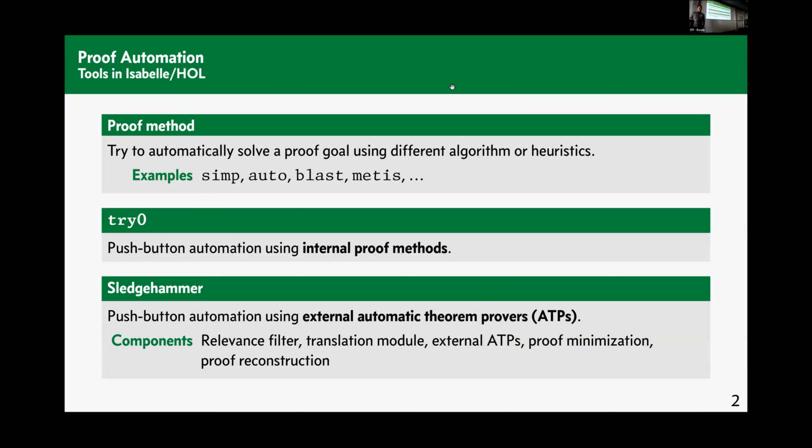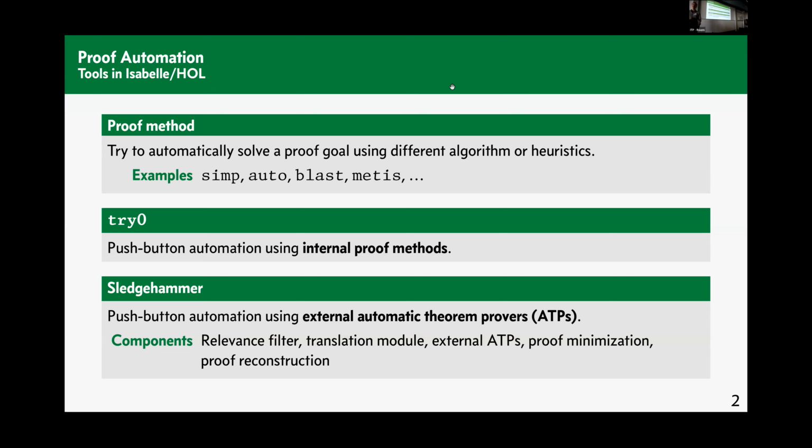The main components are some relevance filters. So Sledgehammer, or a hammer in general, is going to look at the theory, at the existing definitions and theorems that exist, and will try to guess, based on heuristics, which ones could be useful for an external ATP to prove the statement. Then there is a translation module to translate from the internal Isabelle representation to whichever language the external tool understands. And then there's the call of the external ATPs itself.